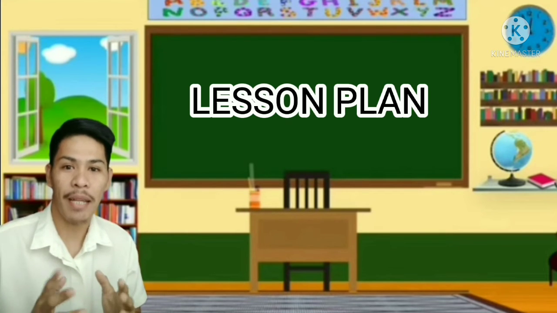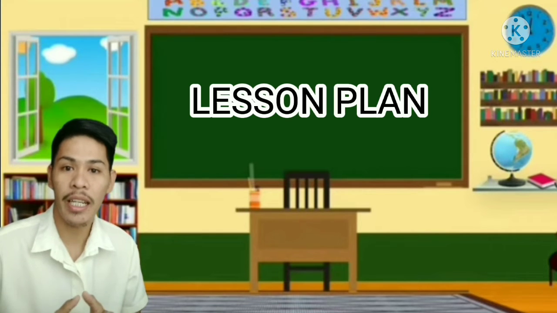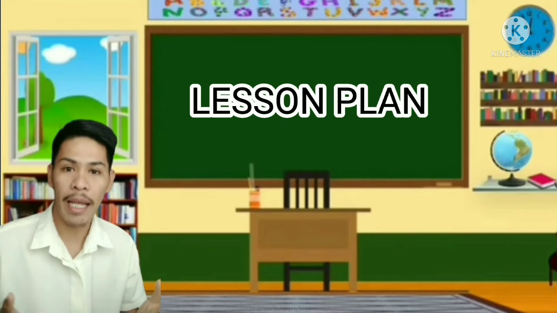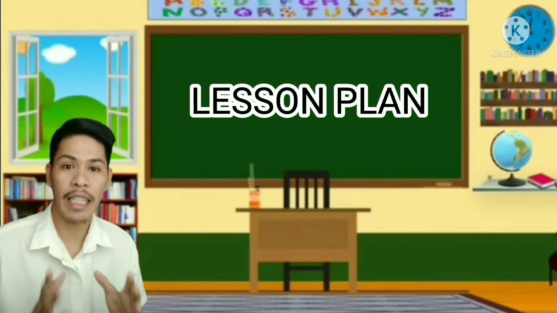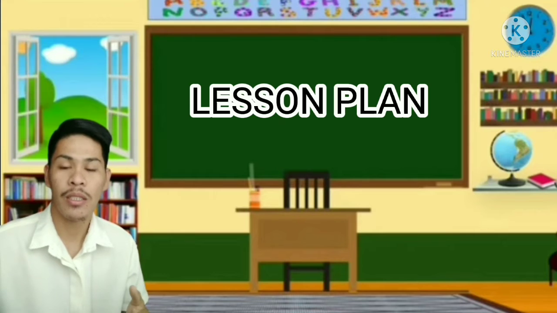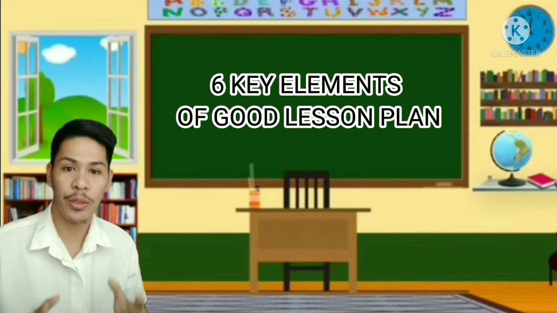When we say lesson plan, it's a description of the course of instruction or learning trajectory. It is a guide for what students need to learn, how it will be taught, and how learning will be measured. A lesson plan helps the teacher be more effective in the classroom by providing a detailed outline to follow each class period. So now we know what a lesson plan is all about. Let's proceed to the 6 key elements of a good lesson plan.